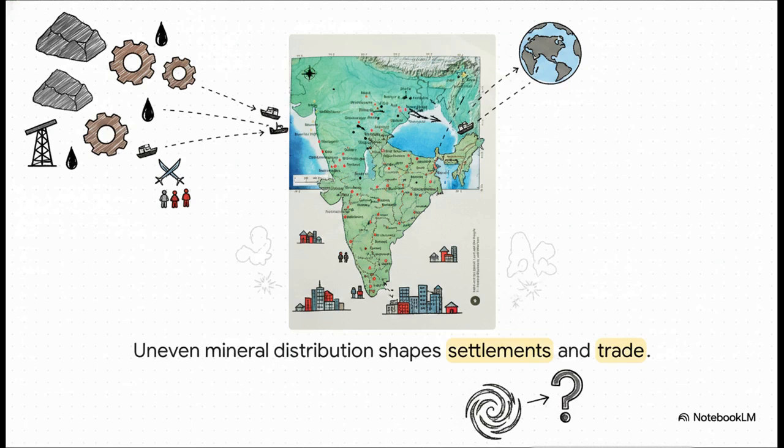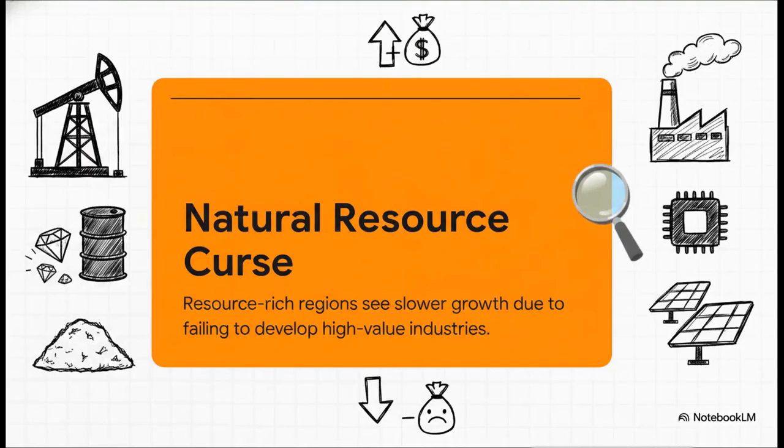And this uneven distribution is a massive deal. It dictates where humans build major cities, how global trade operates, and historically, it's been the root cause of countless wars. But surprisingly, this uneven spread leads to a totally counterintuitive economic concept. Make sure you write this one down. It's called the natural resource curse, or the paradox of plenty. It's this bizarre phenomenon where countries sitting on massive gold mines of natural resources actually experience slower economic growth.